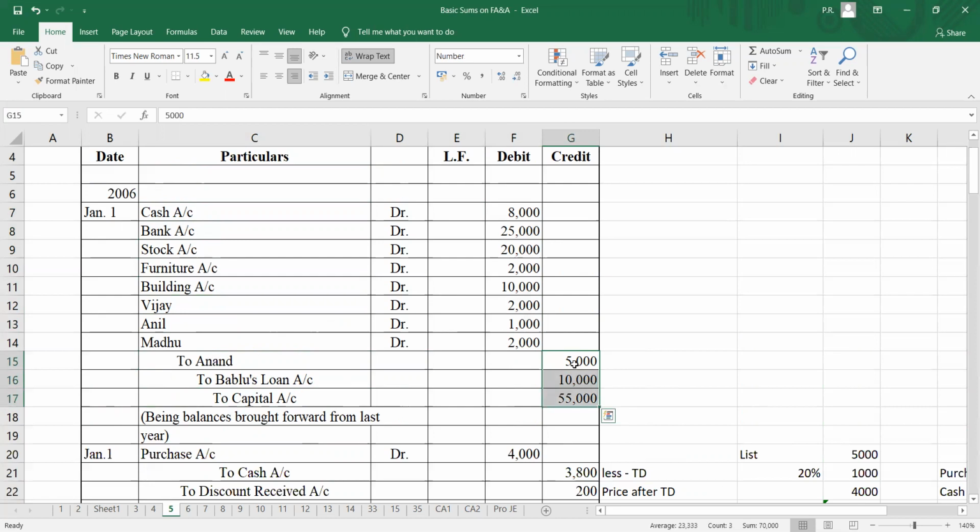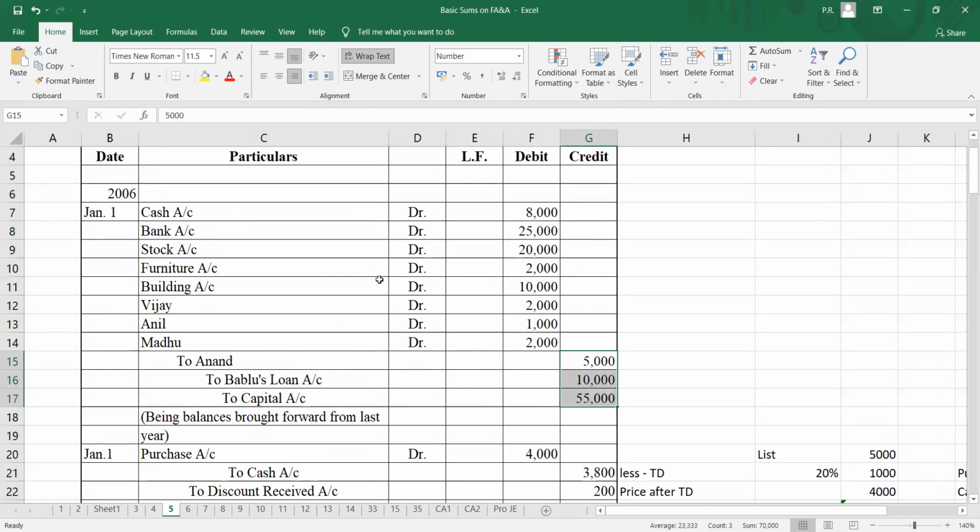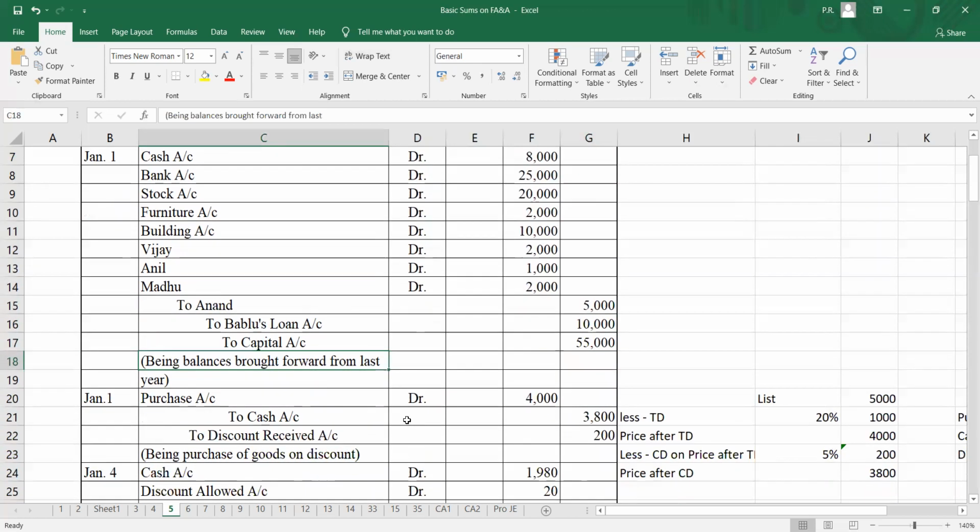We are having same debit and same credit. So in this case, we say that the first entry is about balances brought forward from the last year. If it's a calendar year, instead of March ending, if we say it's a December year, so here it has written that being balances brought forward from the last year. Or we can also write, if it's a month, we can say it's from the last month.